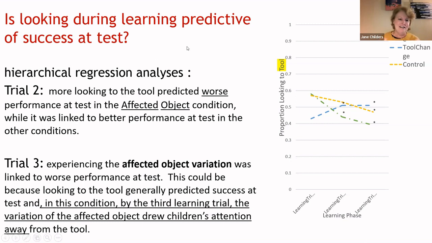And so we used hierarchical regression, and there were some predictions so that more looking to the tool, when you're looking a lot at the tool, but the object is changing, then you're going to do worse in that affected object condition. So you're looking at the wrong thing because the object is changing, but you're looking at the tool. That kind of makes sense.